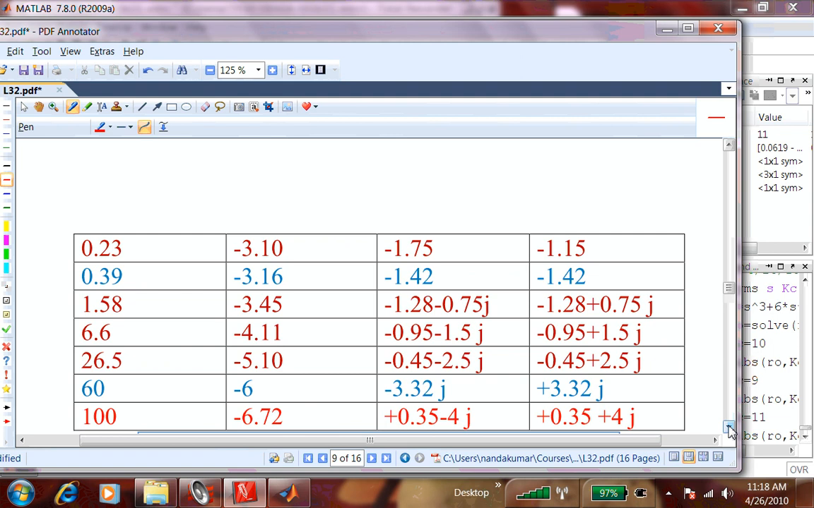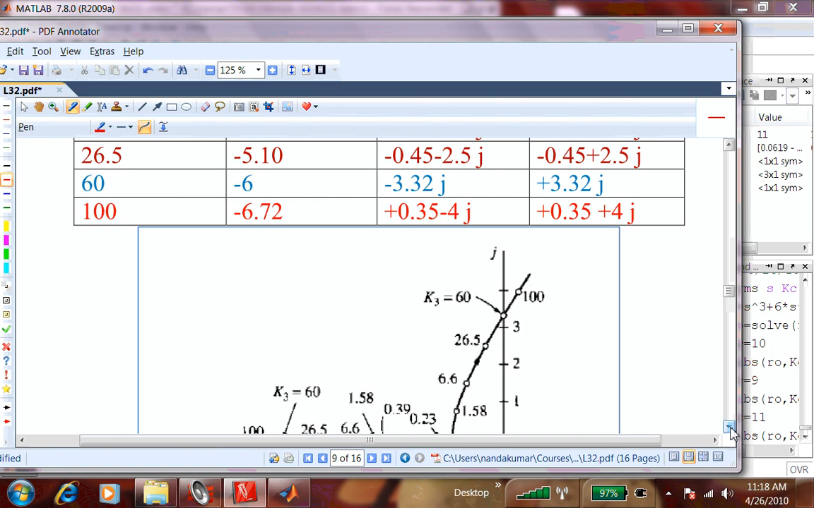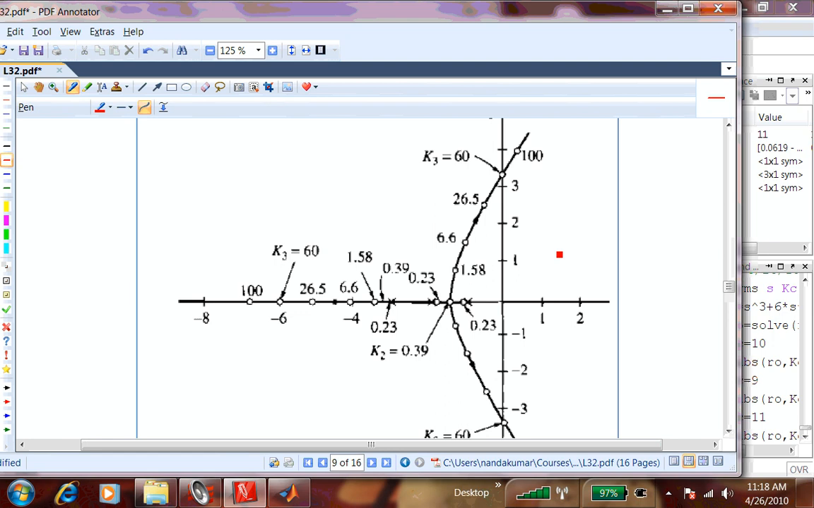Excellent. That's what I'm expecting you to understand. Okay? Because if you don't have any imaginary path, then the response would be monotonic. There is no oscillation. So if you have Kc below 0.39, you will get a monotonic response. If it is greater than that, you'll have an oscillatory response. Now we need to understand what this diagram tells us. This is called the root locus diagram.